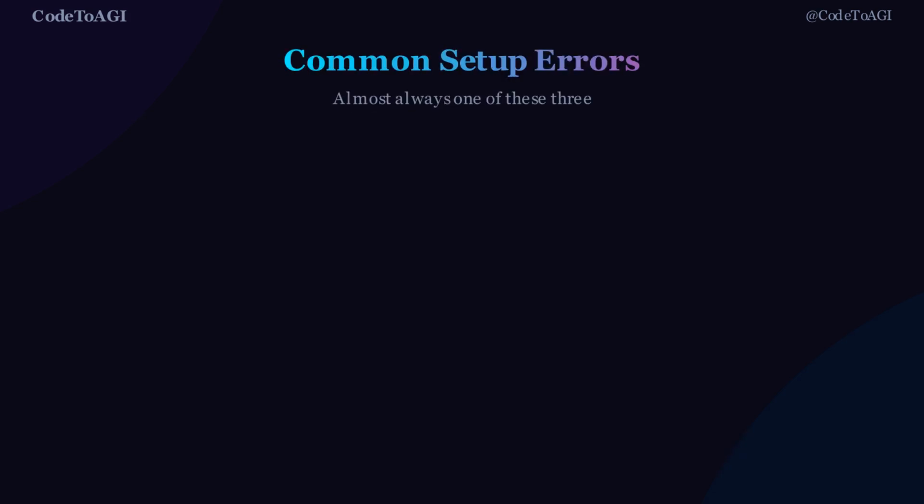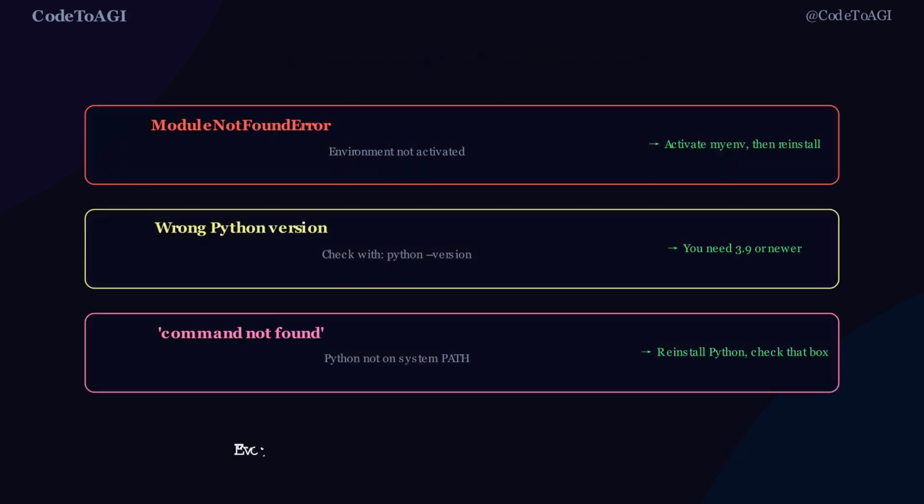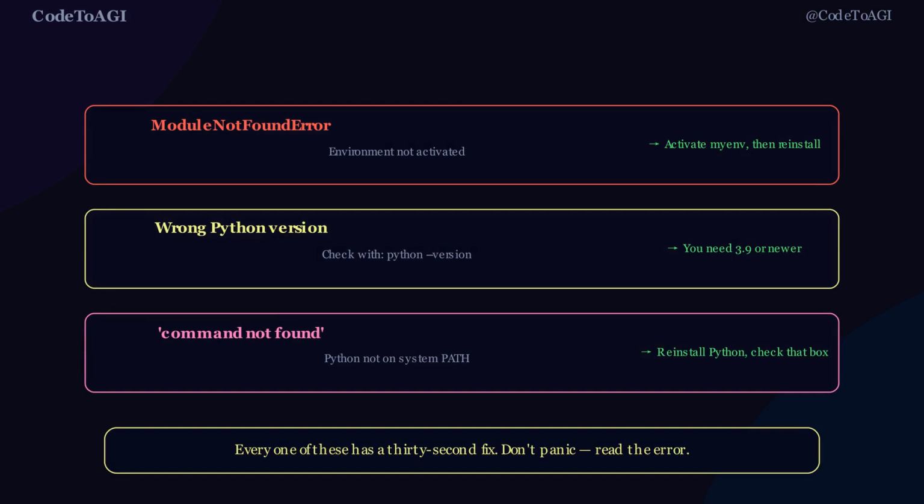If something broke, it's almost certainly one of 3 things. ModuleNotFoundError. Your virtual environment isn't activated. Activate it, reinstall. Wrong Python version, check with python --version. You need 3.9 or newer. Command not found. Python isn't on your system path. Reinstall and check that box. Every single one of these has a 30-second fix. Don't panic. Just read the error.